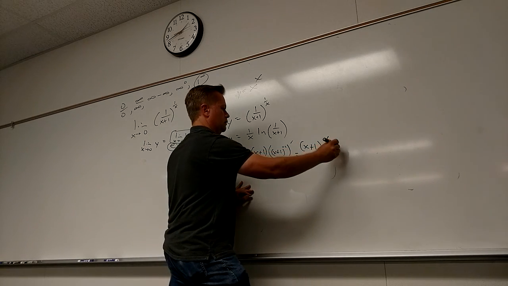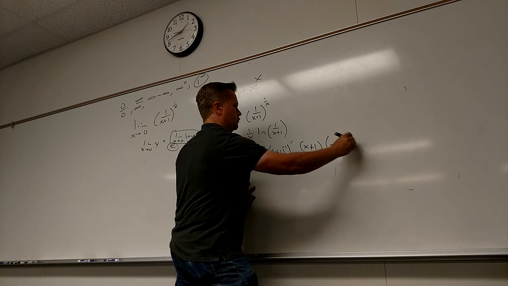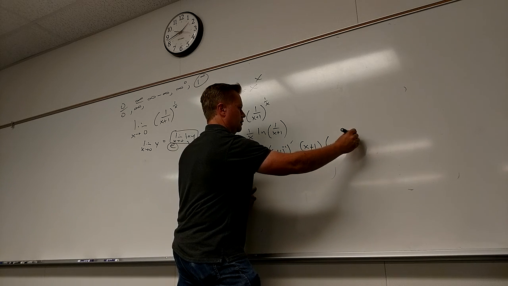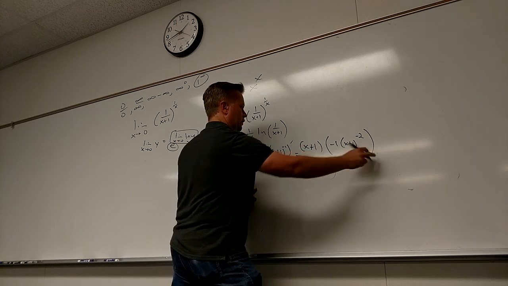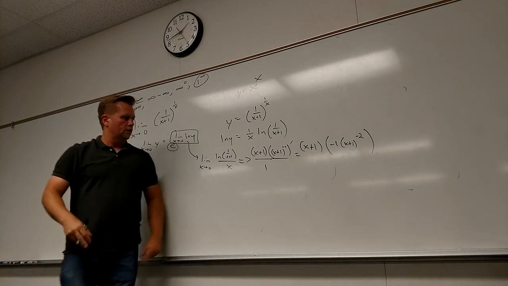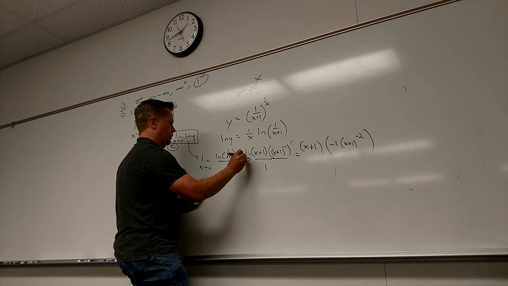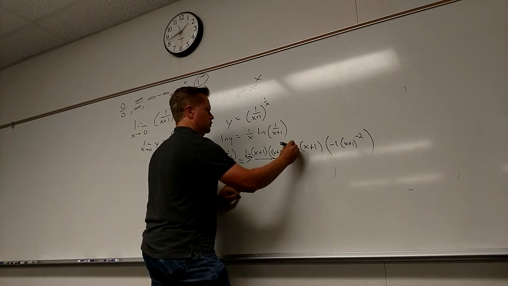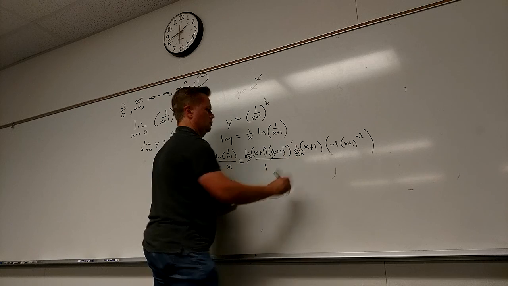The negative 1 comes down, times x plus 1 to the negative 2. No chain rule really, because it's just going to be a 1, right? And that's over 1. And I should keep my limit in there. I really should, because you guys need to do that too.